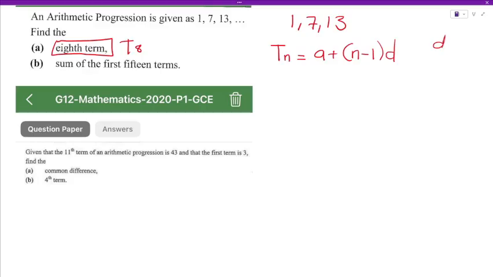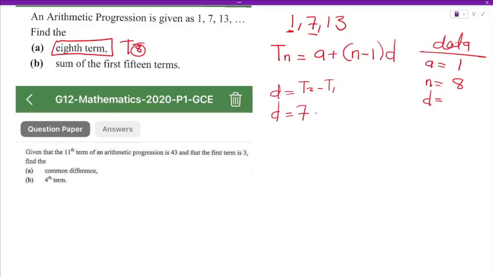d. You come to your data table there. You need to write A, you need to write n, and you need to write d. So what is your A? First term. In this sequence, the first term is a 1 there. What is n? They are asking us to find what? T8. So your n becomes 8. What is your common difference? We are going to say d is equal to term number 2 minus term number 1. D will be equal to term number 2, which is 7. So we're going to say 7 minus term number 1, which is 1. So the common difference is a 6. So we put a 6 there.